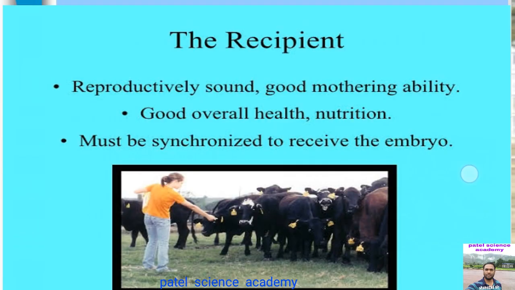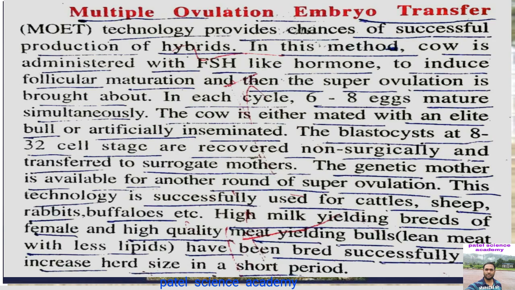Dear students, now we'll see the last topic from this chapter, that is called MOET, that is multiple ovulation embryo transfer. So by this term you can understand this is the process of transferring the embryo for multiple ovulation. Multiple ovulation embryo transfer involves the technology which provides the chances of successful production of hybrids. In this method, the cow is administered FSH, that is follicle stimulating hormone like hormones, to induce follicle maturation, and then superovulation is brought about.